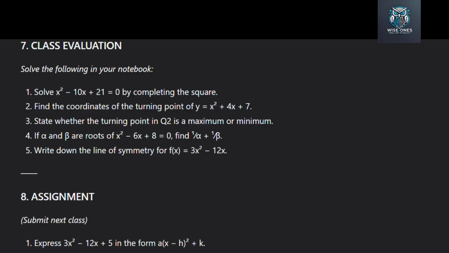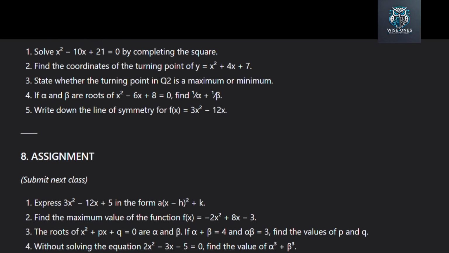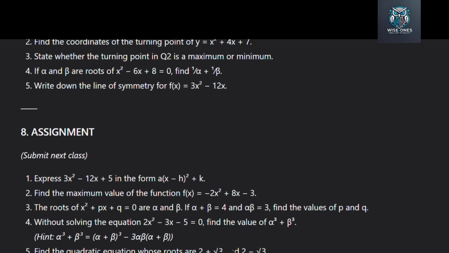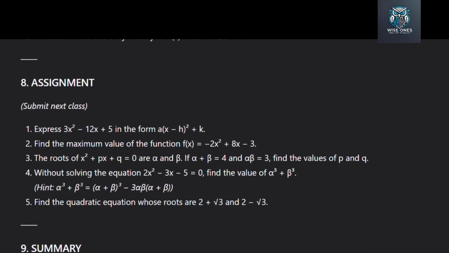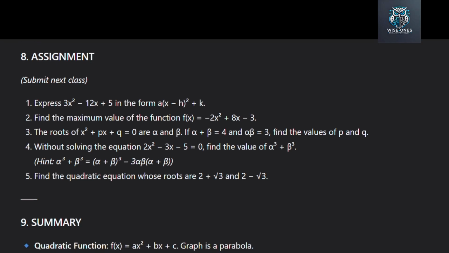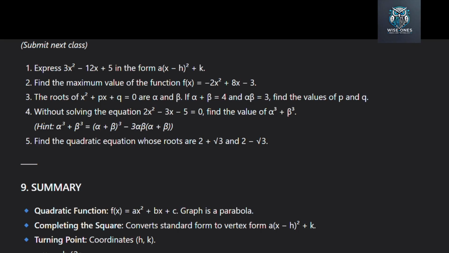For your assignment, Section 8, please do these at home. Question 1. Express 3x squared minus 12x plus 5 in the form a times open bracket x minus h close bracket squared plus k. Question 2. Find the maximum value of the function f of x equals negative 2x squared plus 8x minus 3.